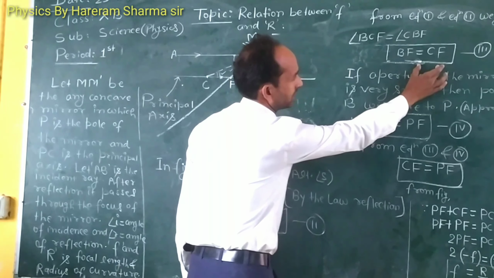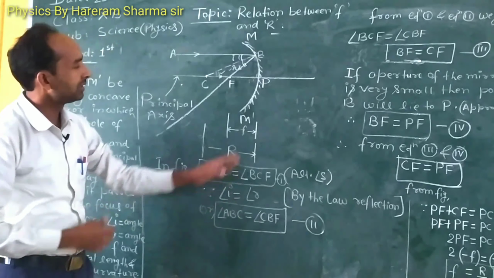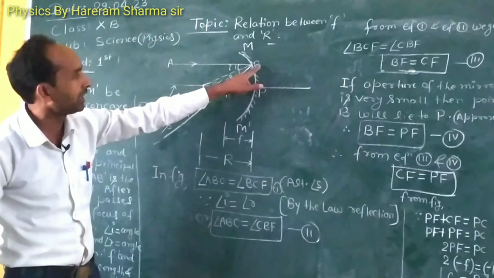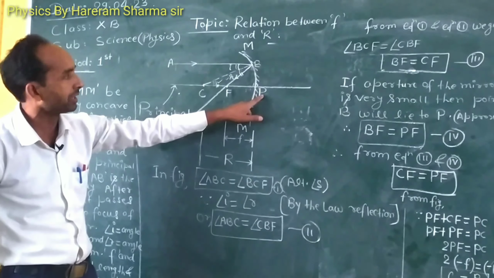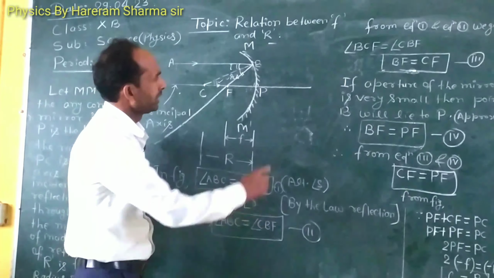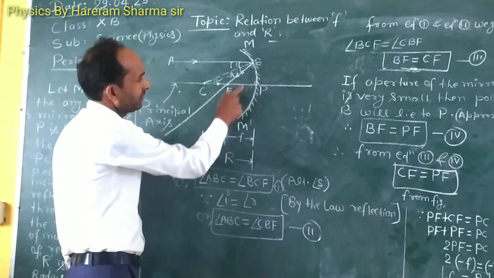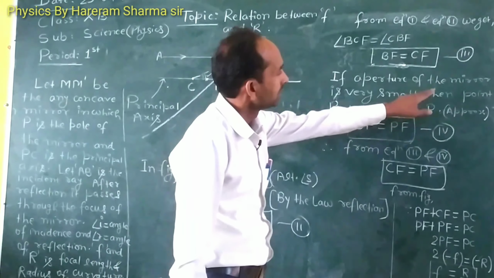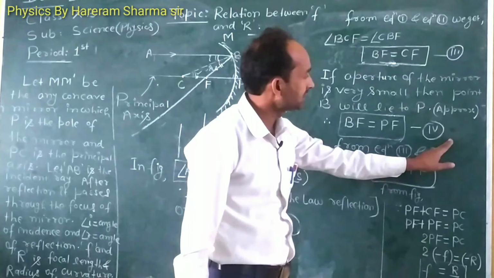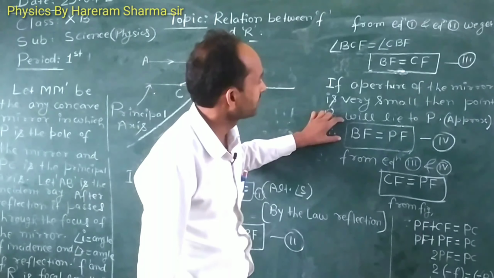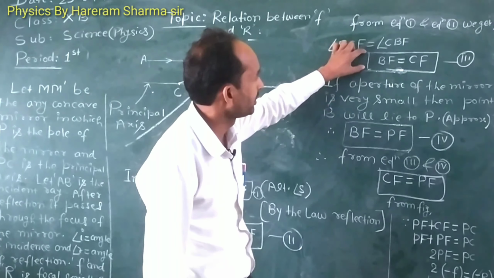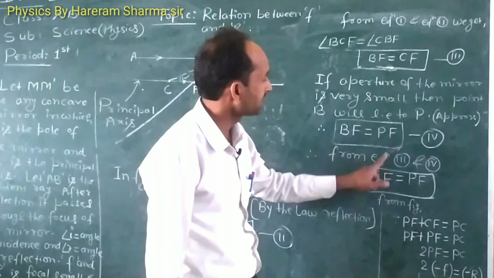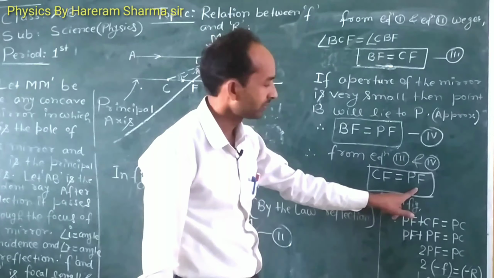This is equation third. And if the aperture of the mirror is very small, then point B will lie close to the point P. Therefore, we can write BF equal to PF. This is equation fourth. Since both equations are equal to BF, the right sides will also be equal, that means CF equals PF.